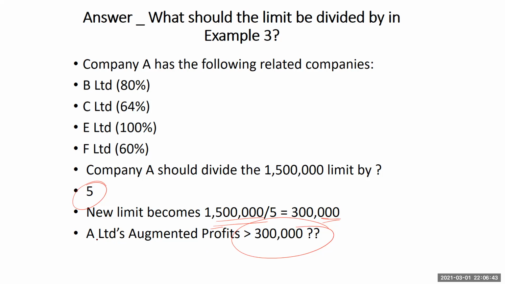Now, if A's augmented profits is greater than 300,000, what do we do? Do we classify it as large? Do we have to pay tax by installment? I mean, that's a question. But if it is less than 300,000, what do we do if its augmented profit is less than 300,000? Remember, augmented profits is our total taxable profit plus the dividends, which come from outside the group. So take note of that.